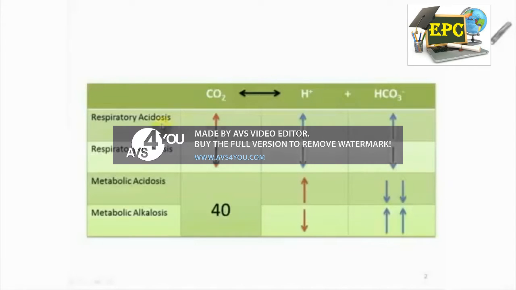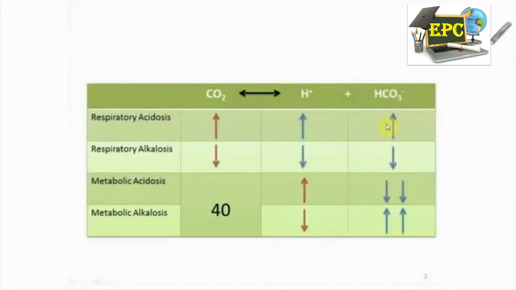So in respiratory acidosis, we're going to have an increase in CO2 in our body. Okay, that's the cause. And since we have an increase in CO2, what's going to happen? The equation is going to move to the right. So it's going to result in an increase in hydrogen ions and an increase in the bicarbonate. However, the bicarbonate increase is not that significant in respiratory pathologies. Okay, remember that.